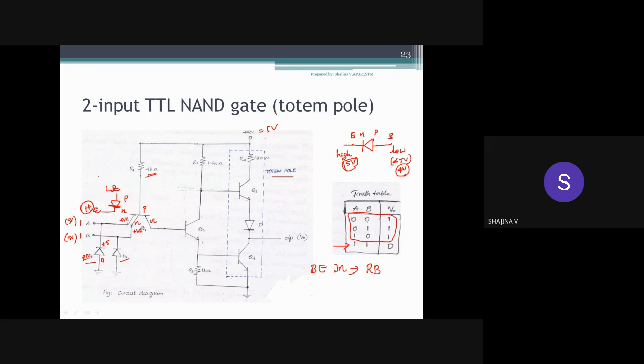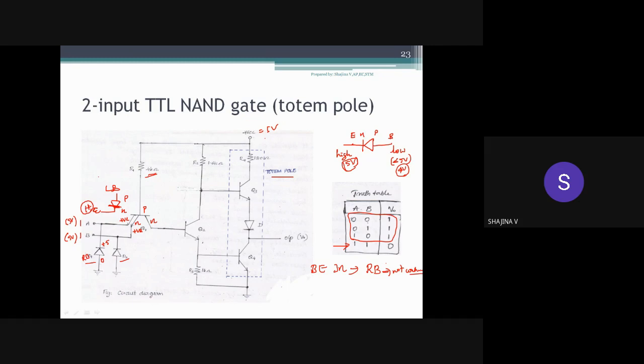Clear? So here both base emitter junctions will be in reverse biased condition since we are applying positive values or logic high values to the terminals A and B. Okay. So when we are applying logic 1 value, that is when both A and B are equal to 1, we can say both the base emitter junctions of the transistor, since it is a multi-emitter transistor, there will be 2 base emitter junctions. So in both cases, it will be reverse biasing. Reverse biasing means it will not be conducting. Okay? Not conducting.